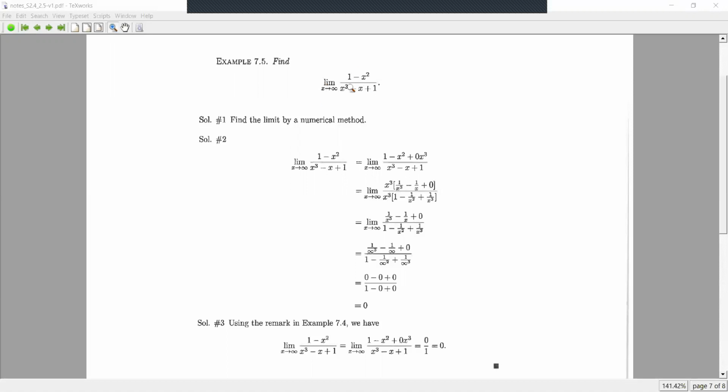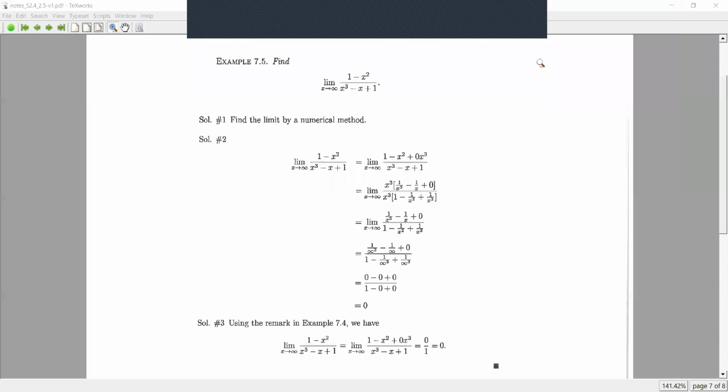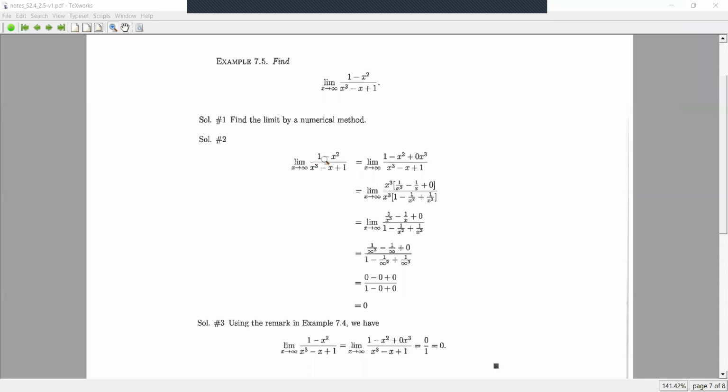This is my inspection. Now, to find this limit, I can see there are 3 solutions. Solution 1, you can use a table to find the limit. Solution 2, we can use direct substitution to find the limit. First, let me write the polynomial on the top into a polynomial of degree 3 by adding this term. Now, the two polynomials have the same degree.